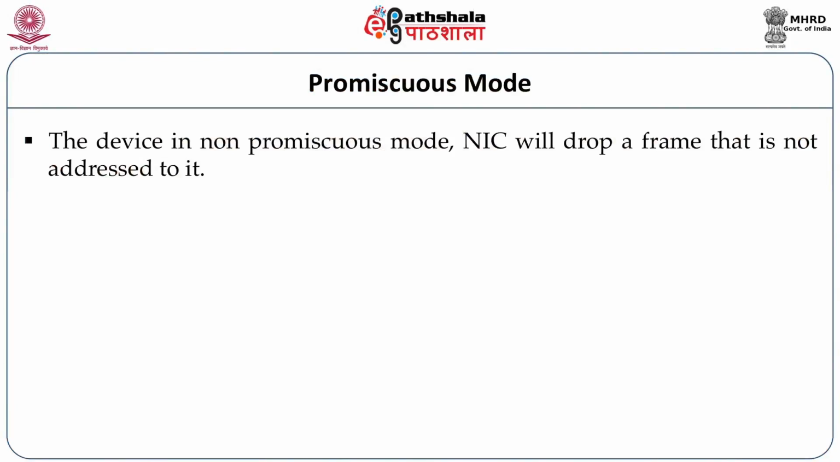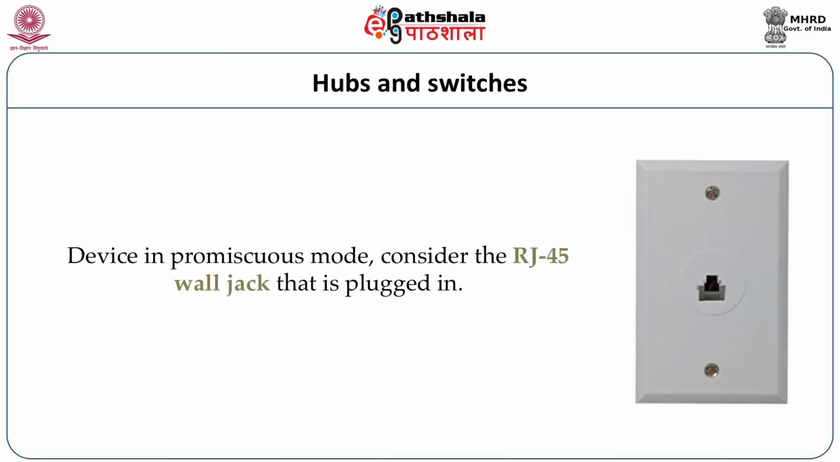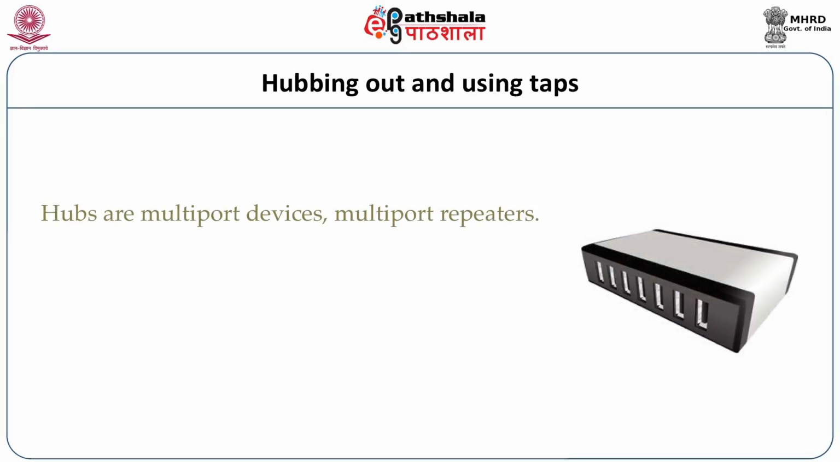A device in non-promiscuous mode will drop a frame that is not addressed to it. A NIC in promiscuous mode can capture frames from the data link layer all the way to the application layer. Hubs and switches: consider a device in promiscuous mode plugged into the RJ45 wall jack. The step was hubbing out and using taps.